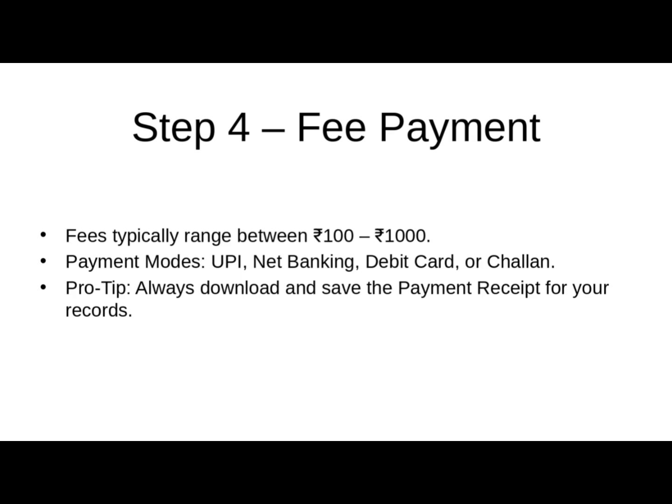Step four is application fee payment. In some states, a fee is charged for the issuance of an I card. This fee typically ranges from 100 to 500 rupees, and payment can be made via any of the following modes like UPI, net banking, debit card, challan. Once the payment is successful, please download the receipt and share the copy with the State Bar Council.